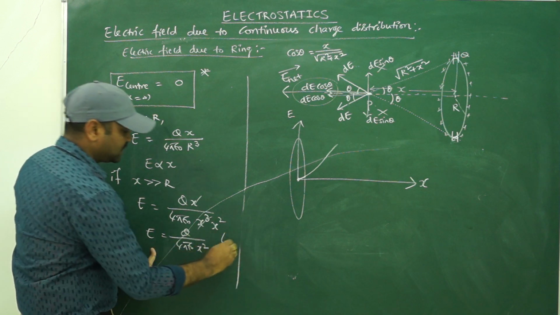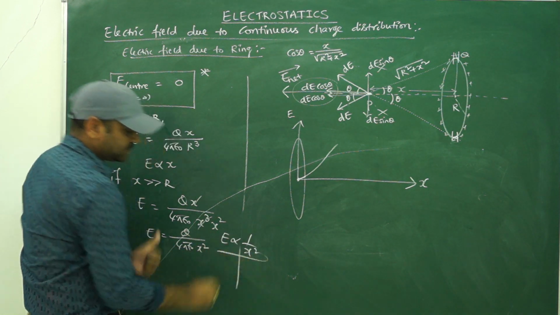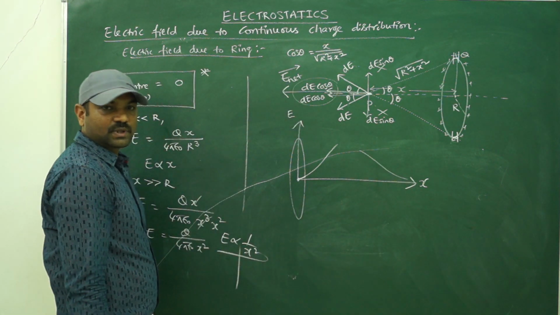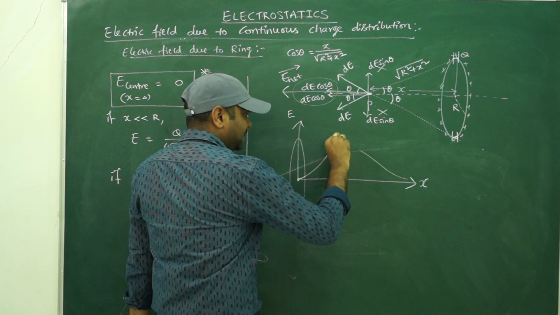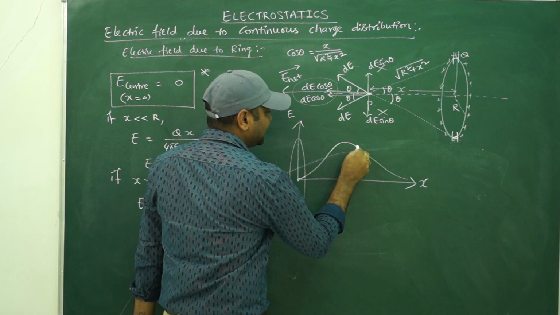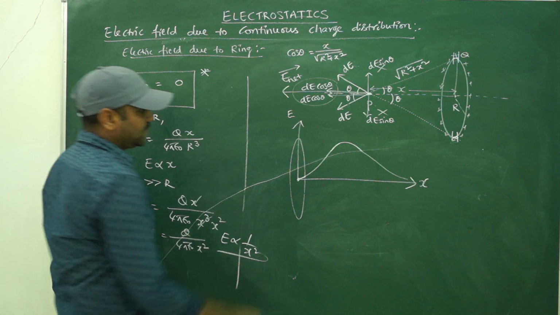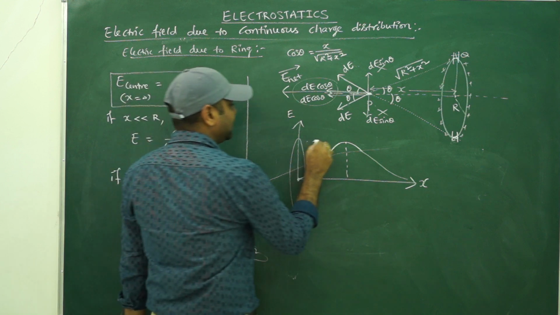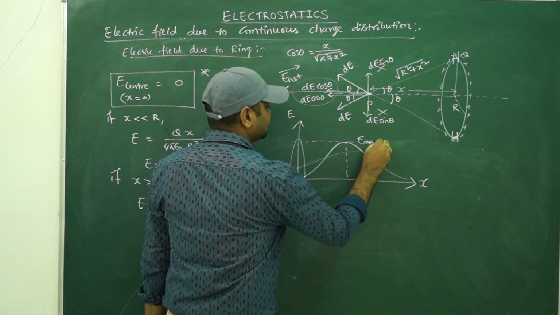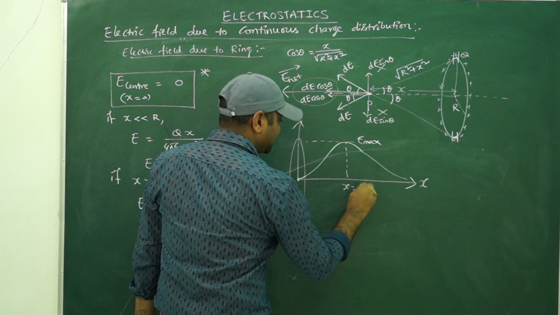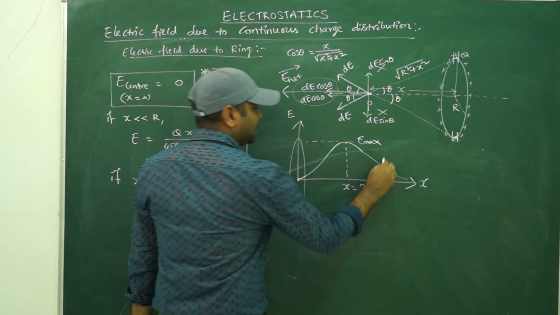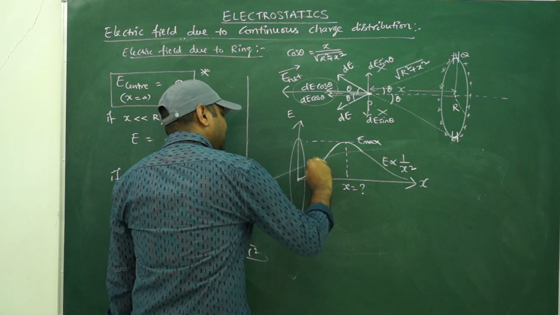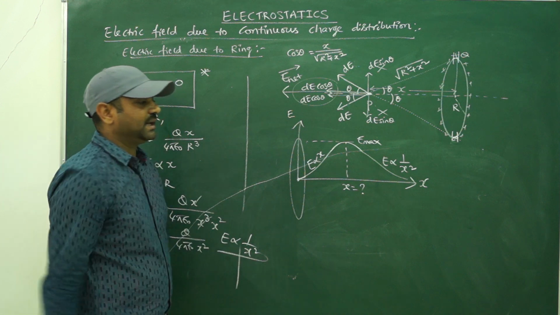You can see that E is proportional to 1 by x square. If I take x very far, that means here it has to decrease. Okay, near the ring it is proportional to x, so it has to increase linearly. Obviously not exactly linear, linear is an approximation. So that means it is increasing and decreasing, means somewhere it has to attain the maximum field value. So this is the maximum field value that we can find out. At some place of x you will get the maximum field value, and if you are going far away from the ring, it will be inversely proportional to x square. If it is close to ring, then it is proportional to x.